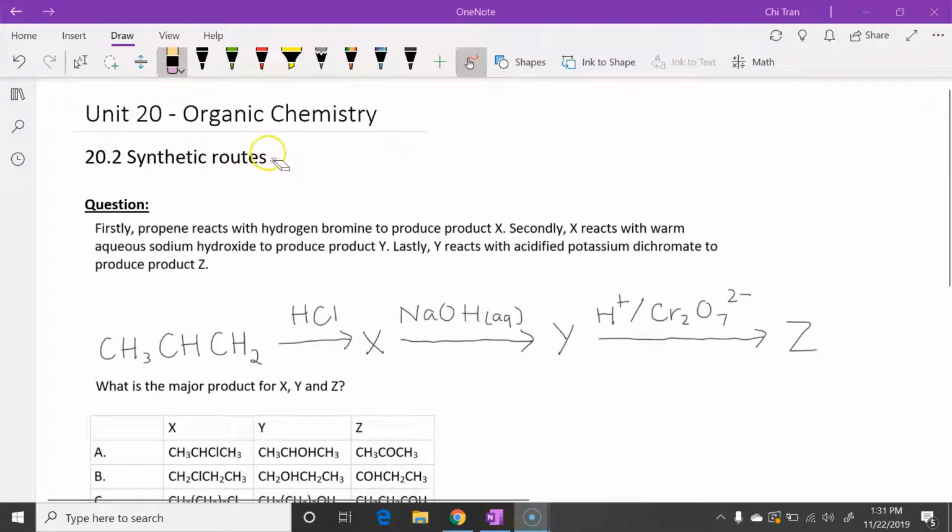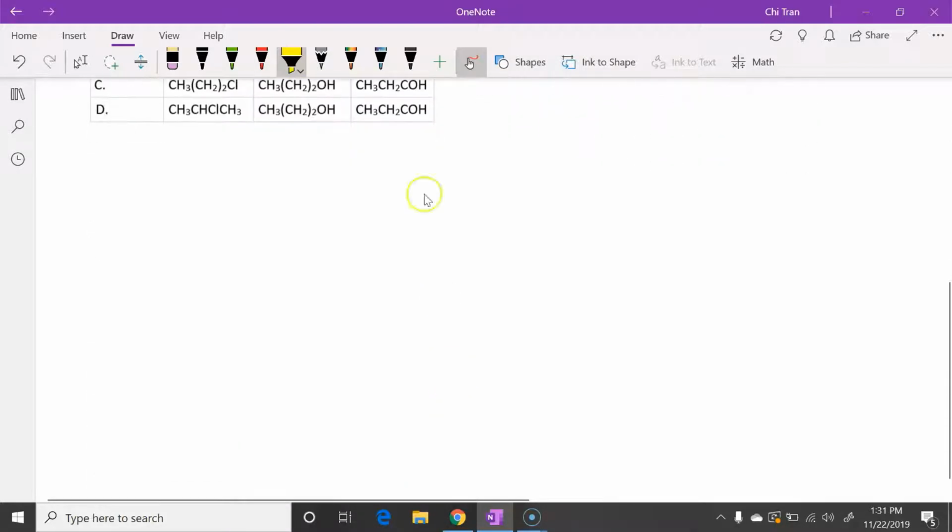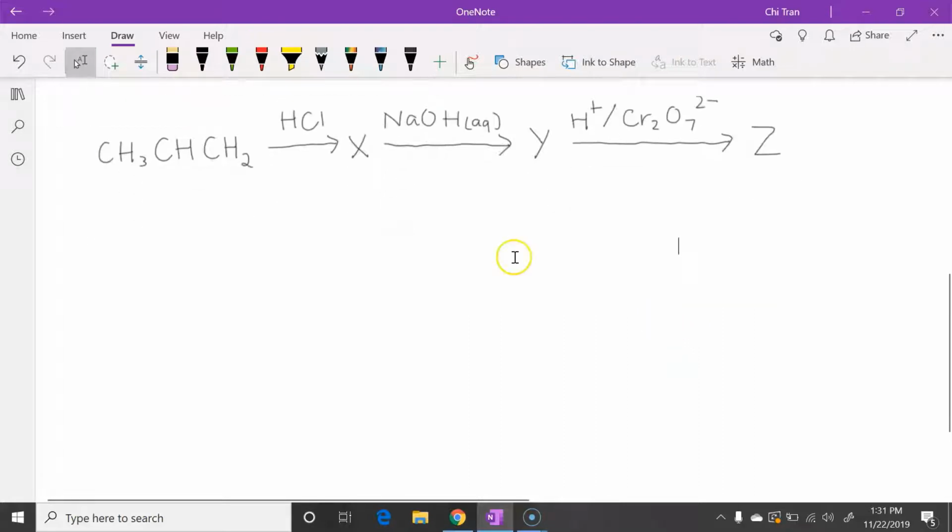Video is about synthetic routes. So the question gives us information about a series of reactions, and that can be summarized in this diagram right here. And so the question is asking for the major product of X, Y, and Z. So we're going to use the summary represented in the diagram to explain this question.